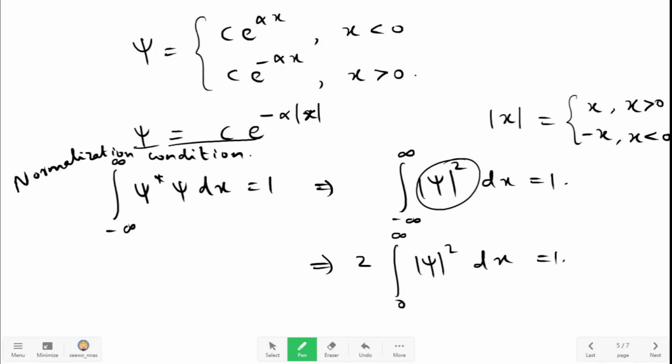Which implies 2 times integral 0 to infinity c square times e raised to minus 2 alpha x dx. Now we will not write modulus because from 0 to infinity all the values of x are positive, and for positive values of x, modulus of x is equal to simply x. Therefore we will write x here. Now we have to do this integration. This is equal to 1.